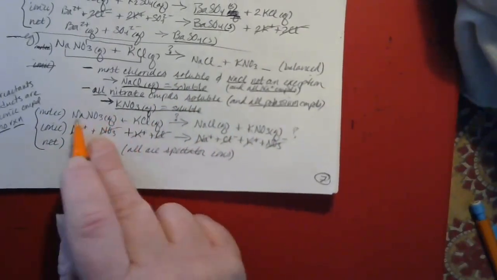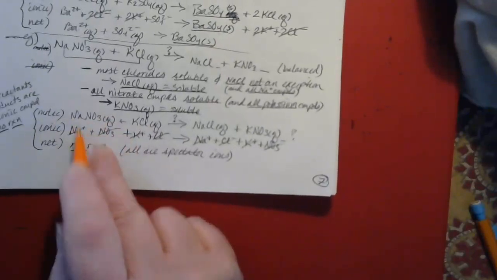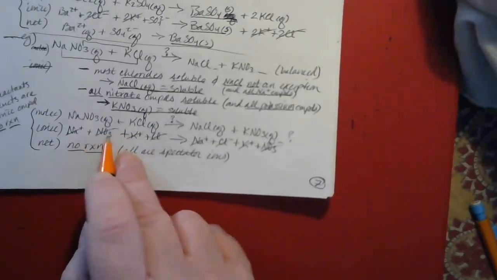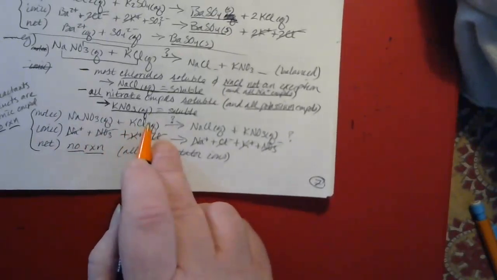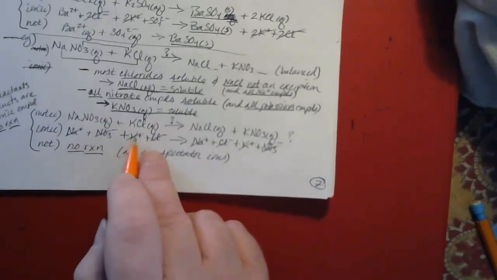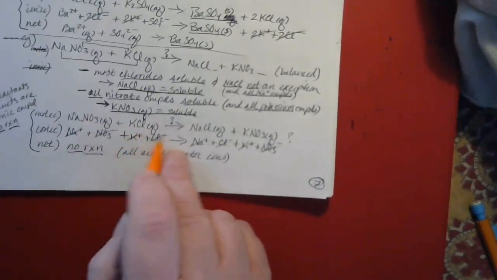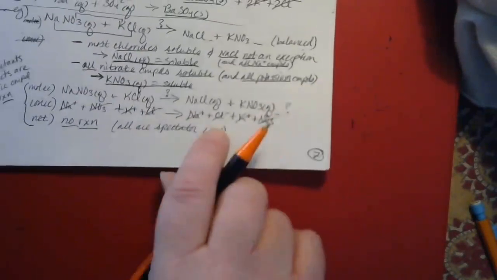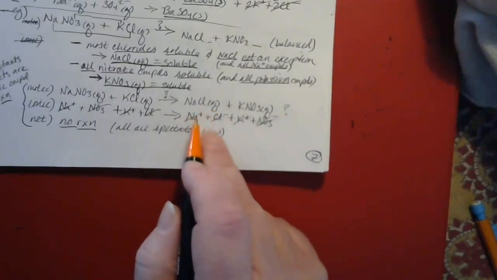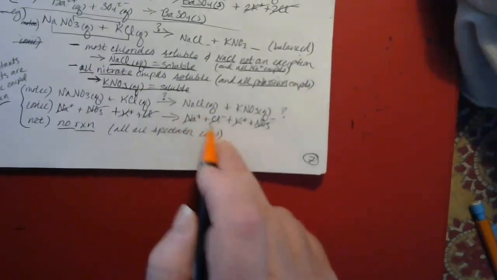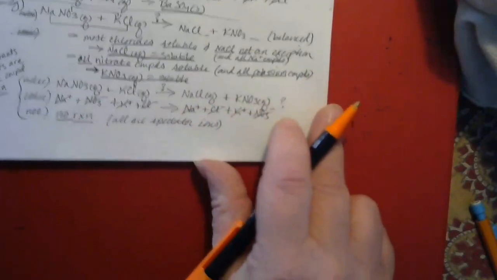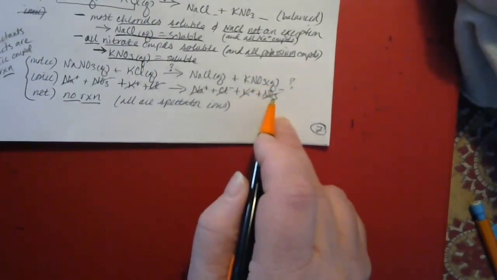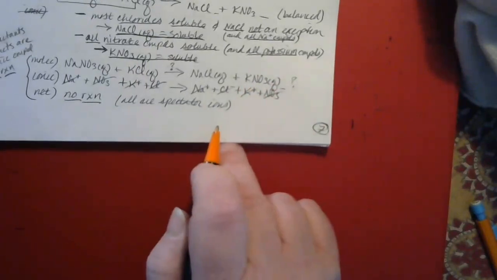Sodium nitrate is a soluble ionic compound, so it will consist of sodium ions and nitrate ions, both aqueous. Potassium chloride is a soluble ionic compound, so it will consist of potassium ions and chloride ions, both aqueous also. Sodium chloride is a soluble ionic compound, so it will consist of sodium ions and chloride ions, both aqueous. And potassium nitrate is a soluble ionic compound, which will consist of potassium ions and nitrate ions, aqueous.